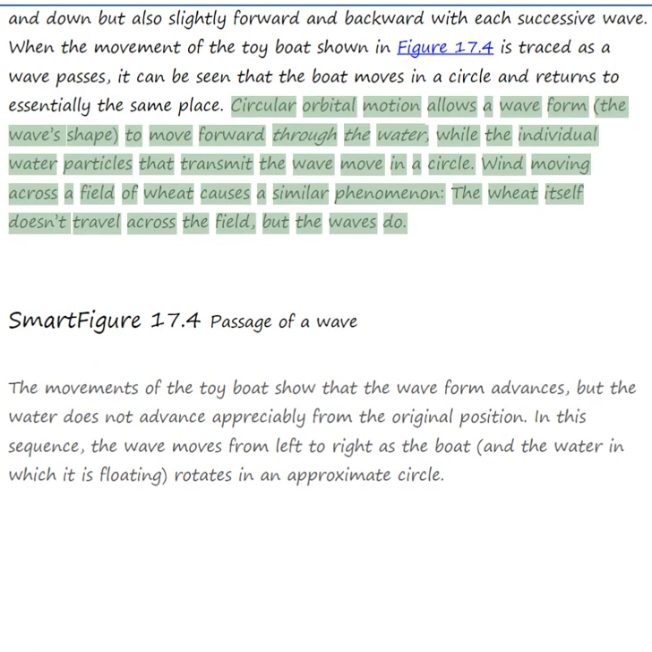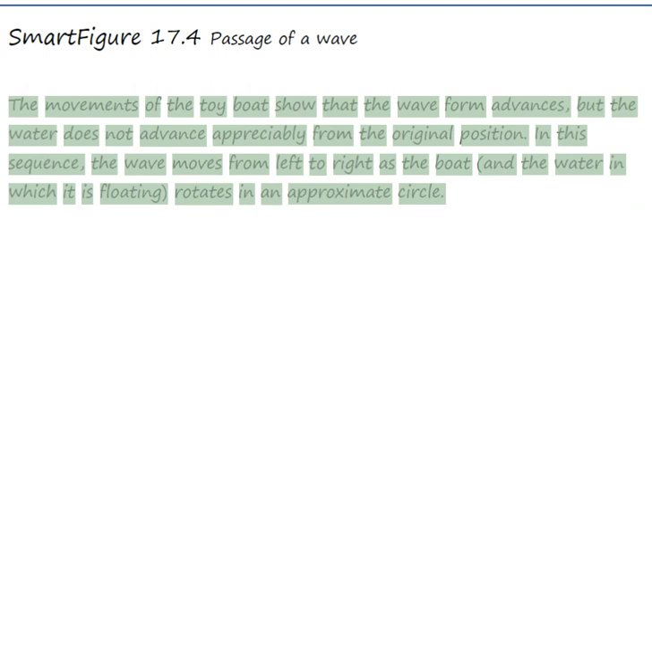Circular orbital motion allows a waveform to move forward through the water, while the individual water particles that transmit the wave move in a circle. Wind moving across a field of wheat causes a similar phenomenon. The wheat itself doesn't travel across the field, but the waves do. The movements of the toy boat show that the waveform advances, but the water does not advance appreciably from the original position. In this sequence, the wave moves from left to right as the boat rotates in an approximate circle.